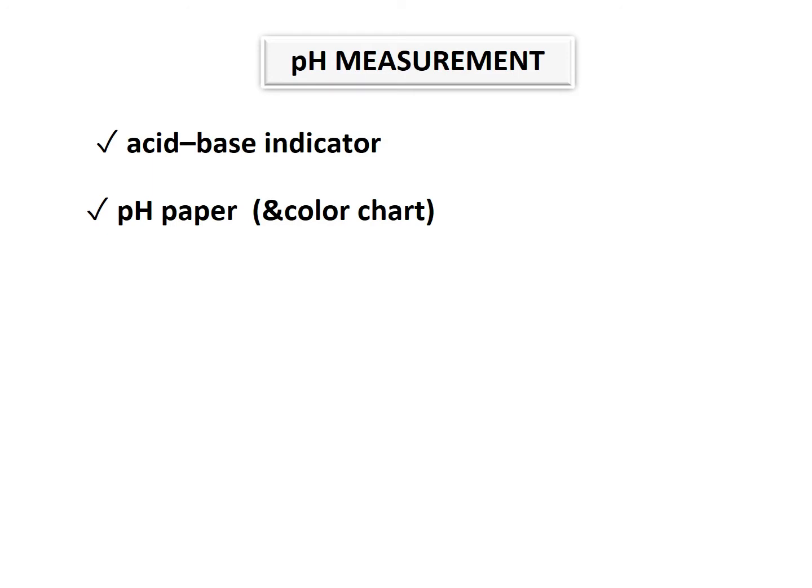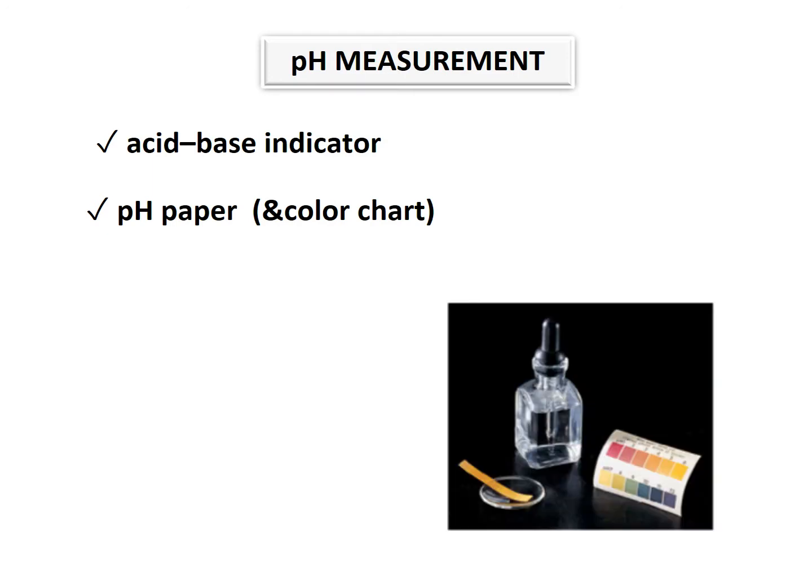There are various ways to measure pH: by using acid-base indicators, by using pH paper, and also by using a pH meter.